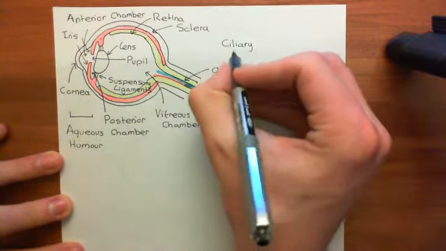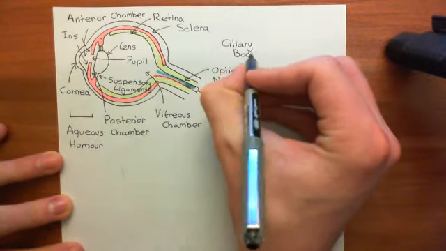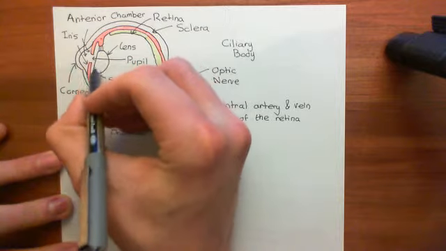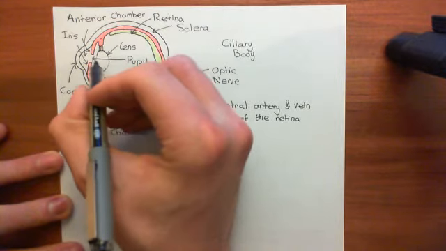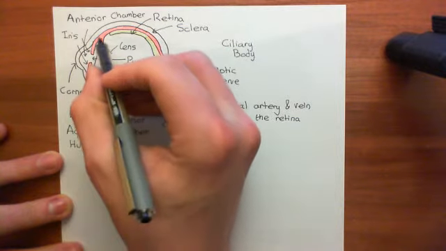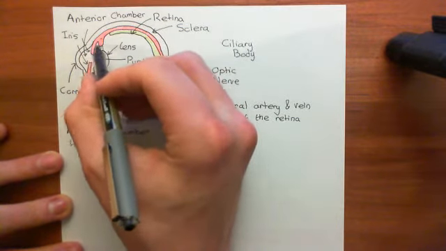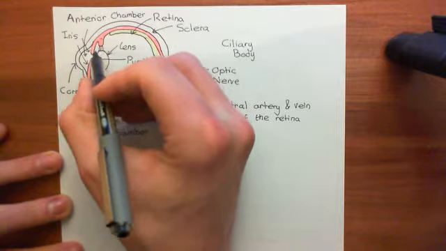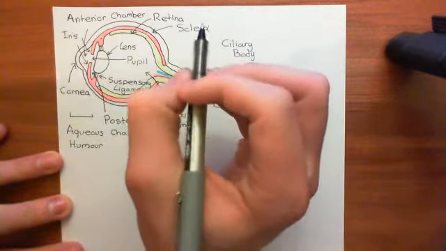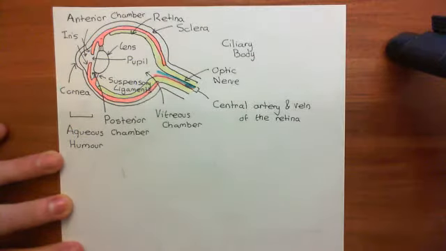The ciliary body has both glandular function and also muscular function. It can contract and control the topology of the lens and therefore affect the focusing of light onto the retina. But in addition, it also secretes the aqueous humour into the posterior chamber, and then the aqueous humour moves from the posterior chamber into the anterior chamber. Okay, right. So that's the gross anatomy of the eye.